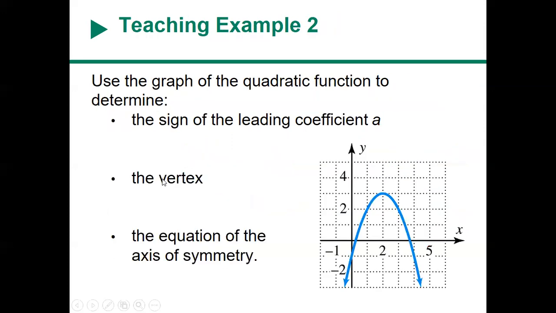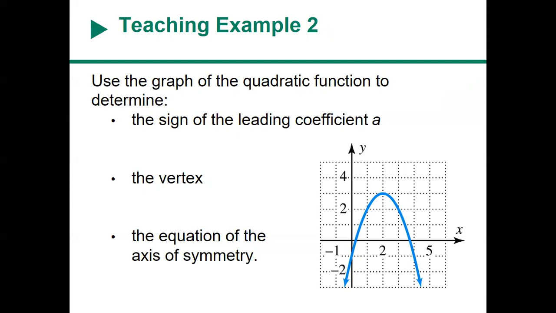Okay, so we're gonna go over just reading the graph and being able to identify key parts from the graph. So if you look up here, we have the sign of the leading coefficient. What do you think the sign of it is? Looking at the graph, what is the sign of the leading coefficient? It's going down, so therefore it's negative.